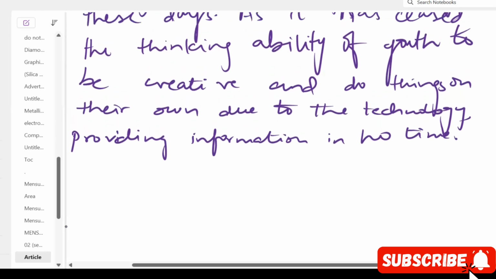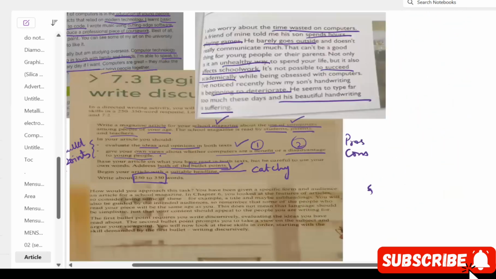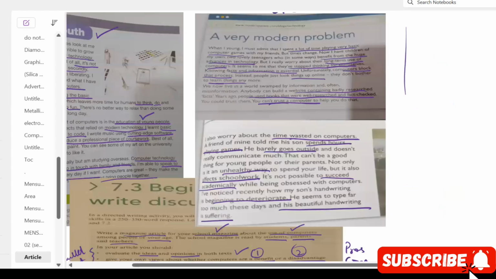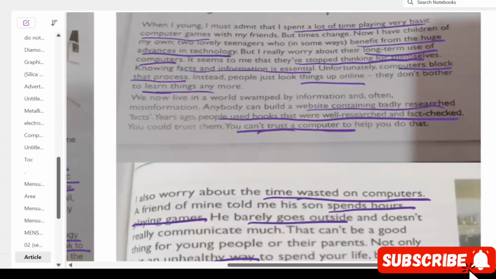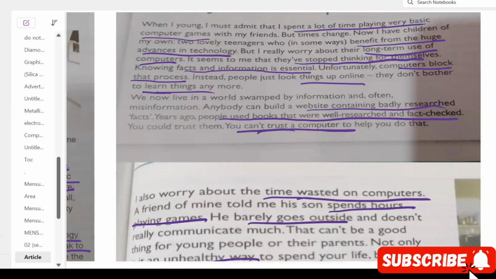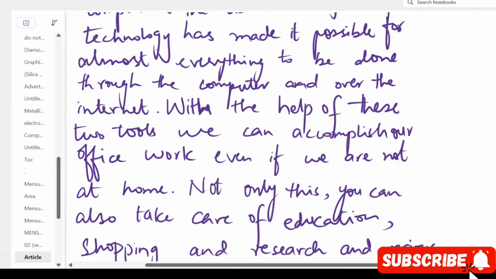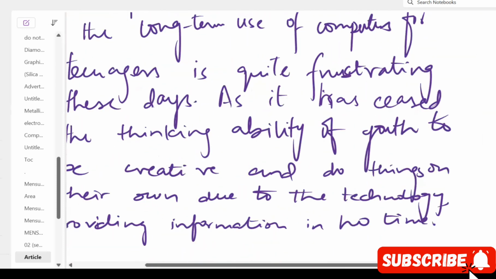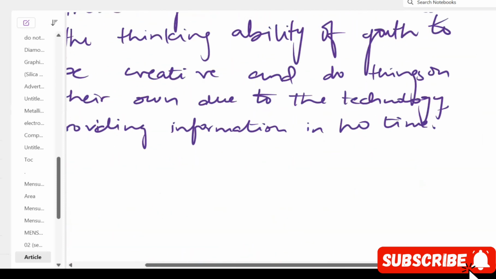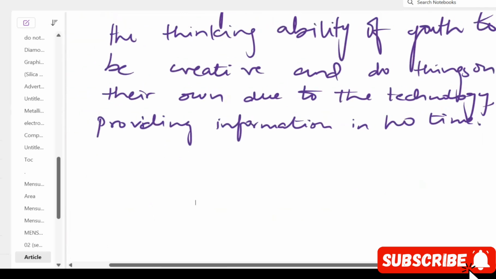After that, you are going to move towards the next keyword which we have written here: people just look things up online. So people just look things up online. We're going to discuss this point now. So this is the way, my dear friends, we need to talk about this in article writing. They have stopped thinking, and we will just move on to another point.